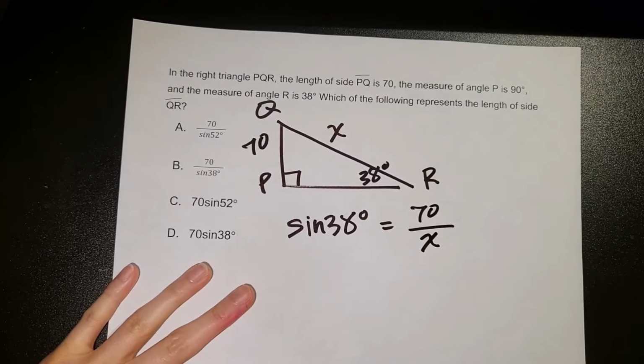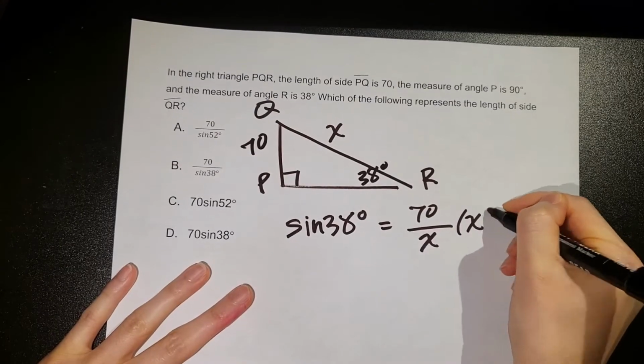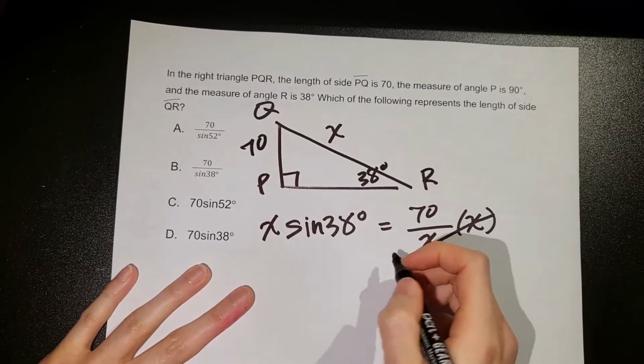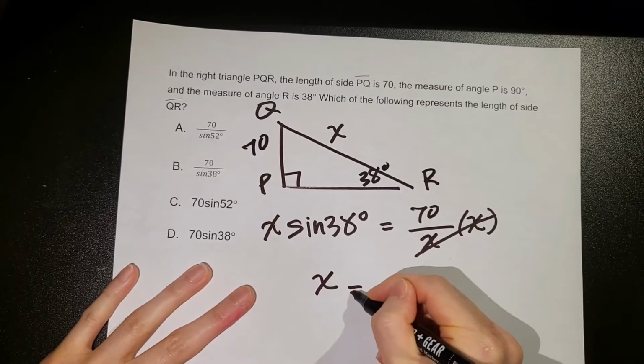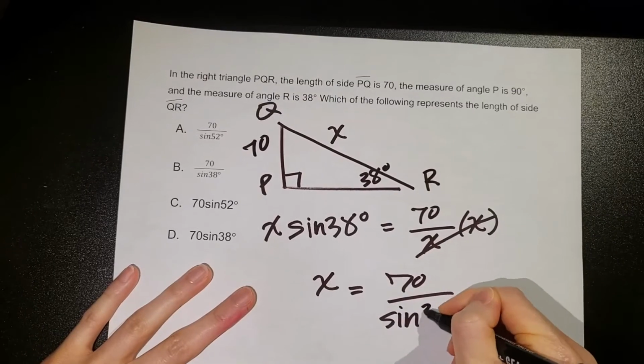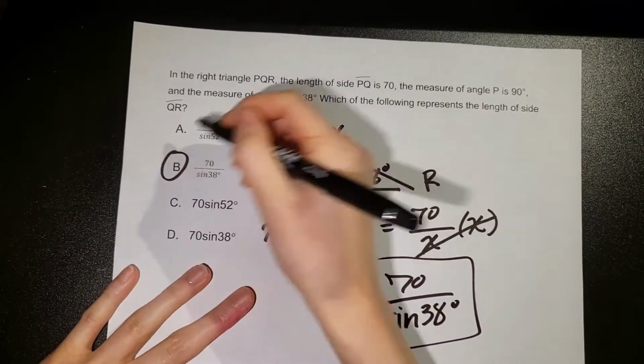And now all you have to do is solve for x to get QR. Multiply both sides by x, and then divide by sine of 38 degrees, and you get x equals 70 over sine of 38 degrees. So the answer is B.